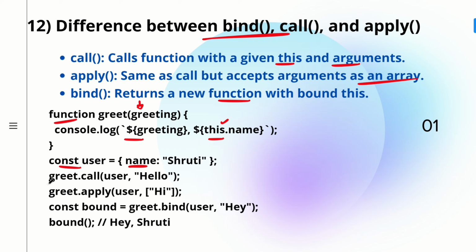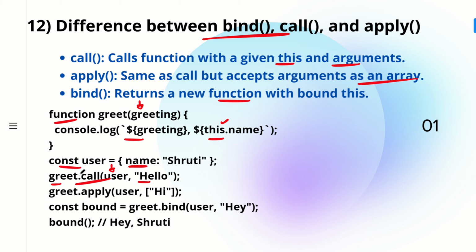Now let's see how we can borrow this function. First we have to use the function name, that is greet. Then we write call, that we want to use the call function. In the first argument we have to pass our object, that is the context from where we want to call the function. So you are passing user. What is user? It is an object. The object has something called name as its property. Then you have to pass the argument.